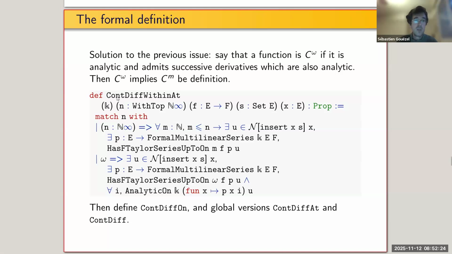And once you define what it is to be Cn within a set at a point, you say that the function is ContDiffOn, so Cn on a set, if it's Cn at each point of the set. And we also define global versions: ContDiffAt, where the set is the whole space, and ContDiff, where the function is globally Cn.